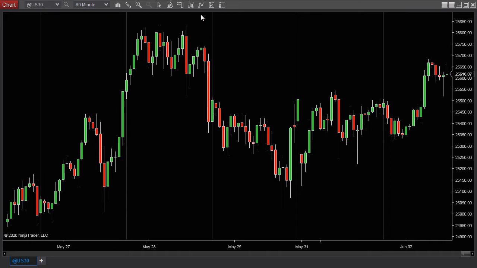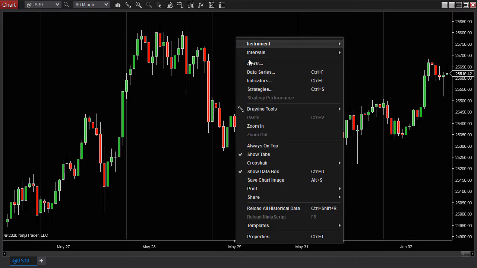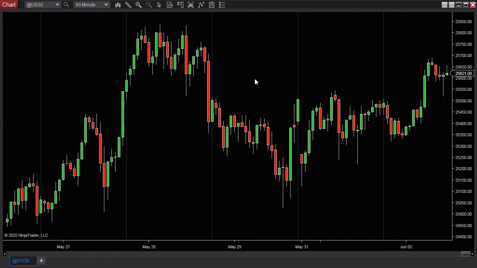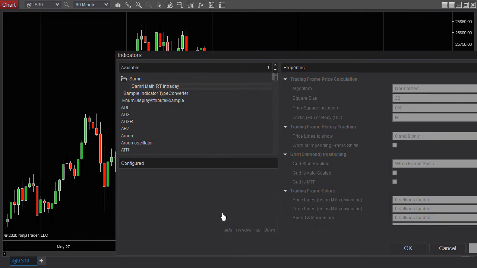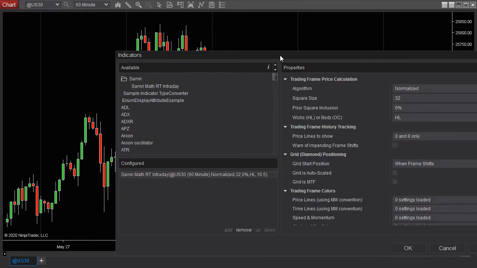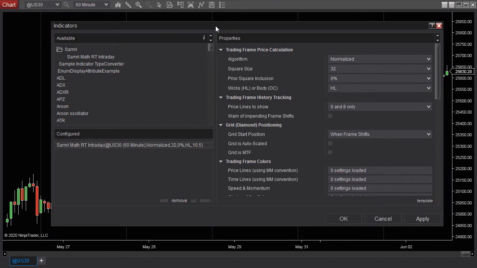As you would any other indicator in NinjaTrader, you either click this button or you right click on the chart, then indicators. The summary math indicator will be in a folder towards the top of your list, and it's right here. I'm just going to say add, or just double click like any other indicator in NinjaTrader. Now you see there's a bunch of parameters that we need to set up. I'm just going to click apply for now.